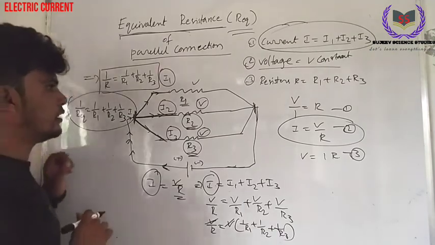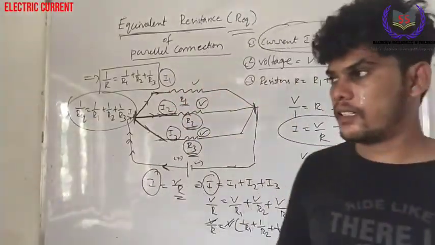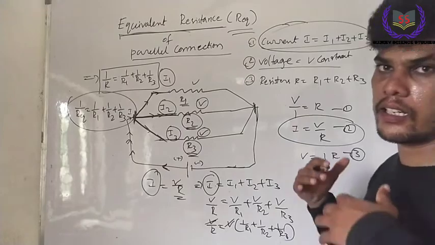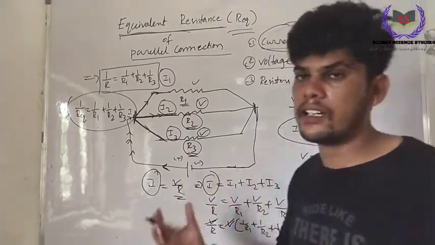Are you clear? So this is about equivalent resistance and their formulas when it is connected in the series connection and when it is connected in the parallel connection.